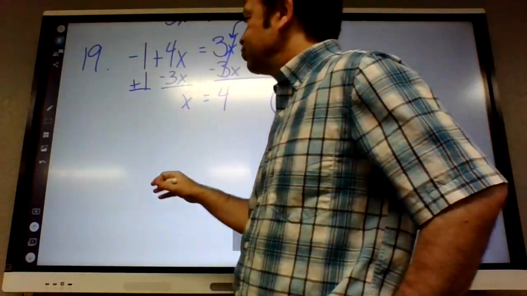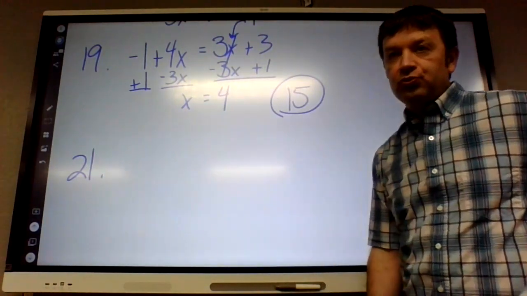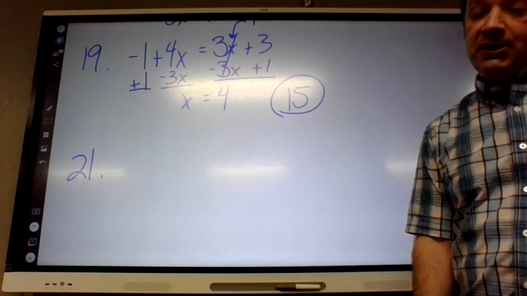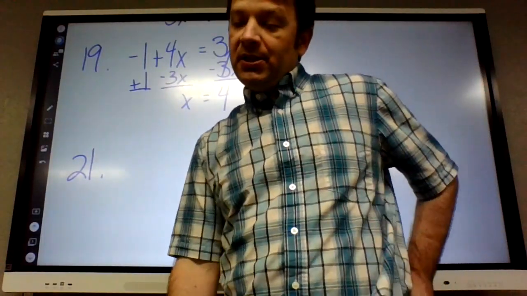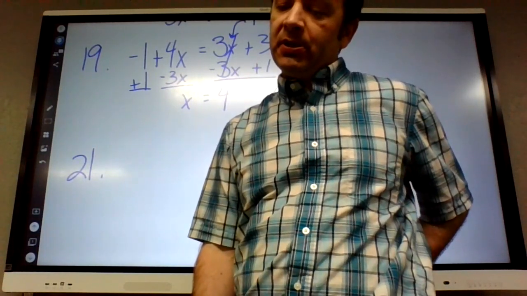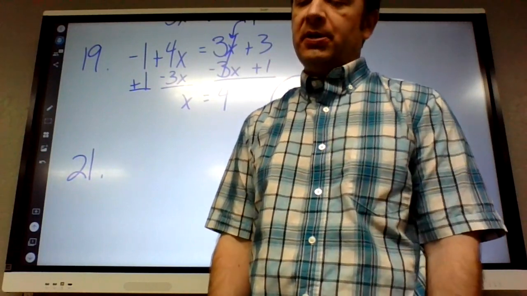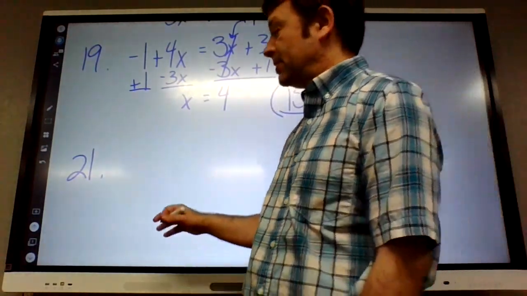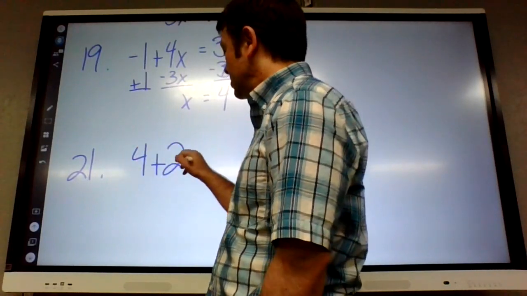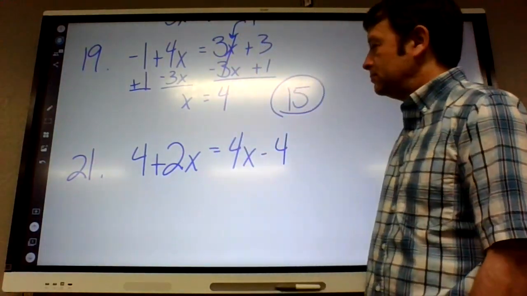Okay, 21 looks kind of like 17. Let's see if it is. TE is blah, blah, blah. EV is blah, blah, blah. What do we know about TE and EV? They're equal together. They're the same. So it's not like 17, it's actually just equal to each other. So 4 plus 2x equals 4x minus 4.